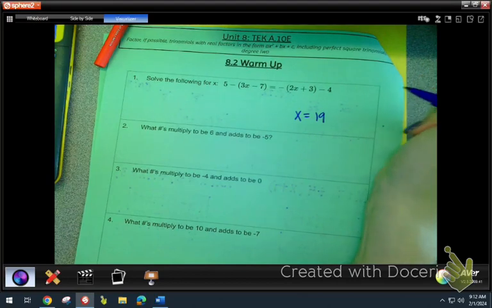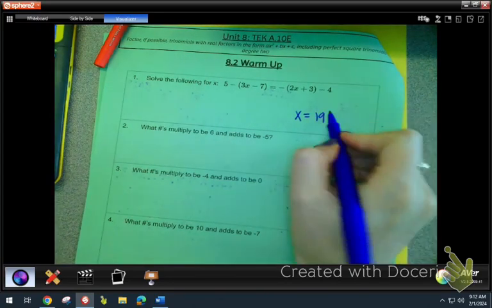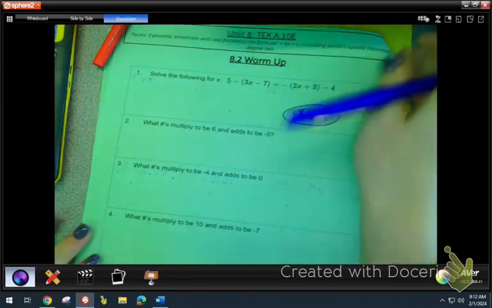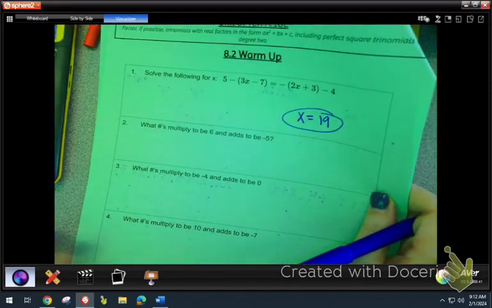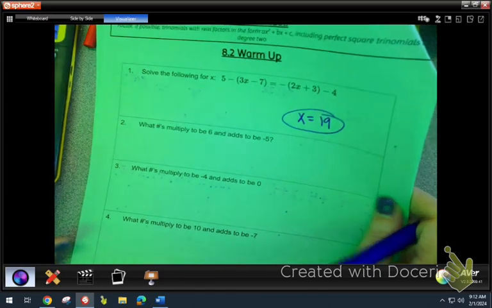Did anyone notice that that is the same exact problem? I don't know if that was supposed to happen, but whatever. It is the same exact problem as last time. So if you still can't do it, then I would say that's a problem because we did it together last class, 48 hours ago.